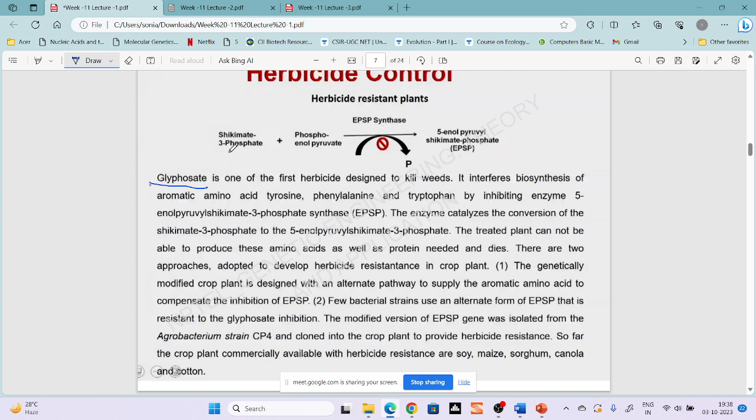Glyphosate inhibits the conversion of shikimate 3 phosphate to 5-enolpyruvylshikimate phosphate, EPSP, by inhibiting its enzyme, that is EPSP synthase. So glyphosate is a herbicide. To kill the weeds, it targets the production of aromatic amino acids that occurs in the plants. For targeting the production of aromatic amino acids, it targets this pathway, and to target this pathway specifically, it targets the enzyme EPSP synthase. Okay.